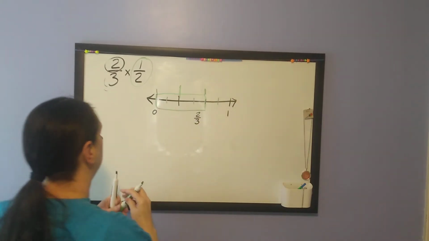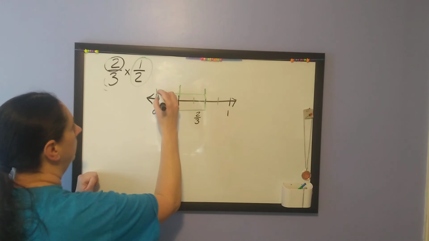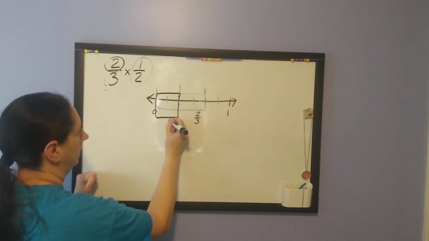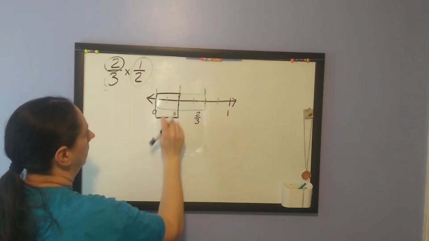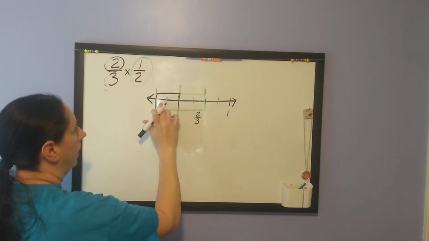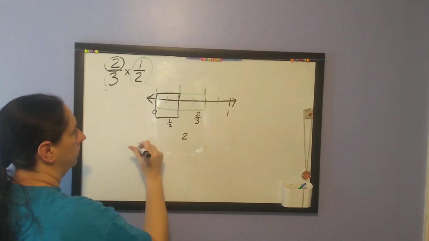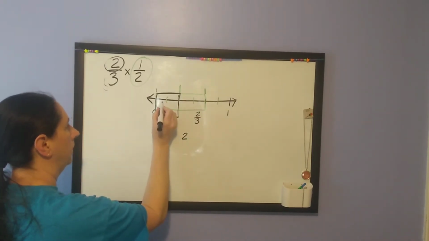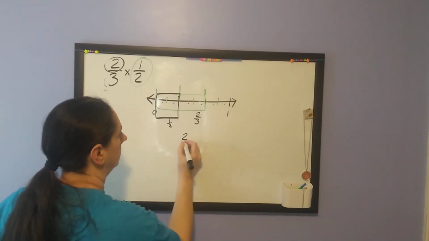Okay. So I have now this piece that I'm interested in. Okay. Let's count how many pieces I have. I have 2. Out of the whole number line now, how many pieces were there originally? 1, 2, 3, 4, 5, 6.